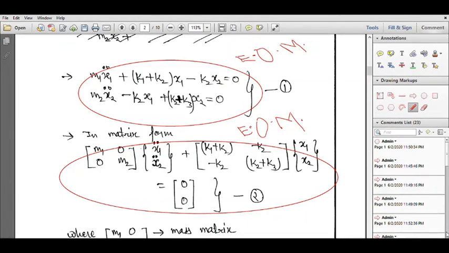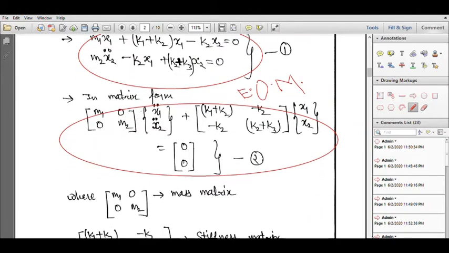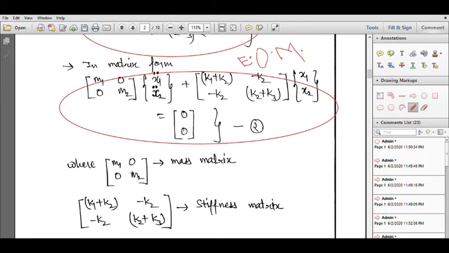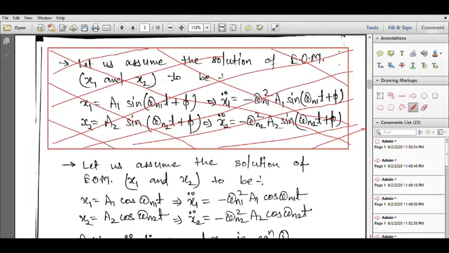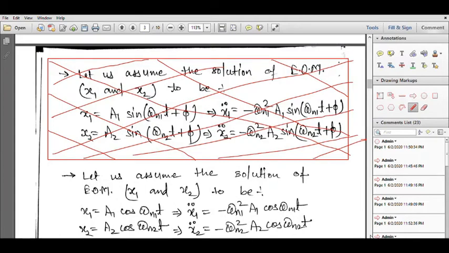Now here the matrix m1 0 0 m2 is called the mass matrix, and the matrix k1 plus k2, minus k2, minus k2, k2 plus k3 is called the stiffness matrix. In the set of equations of motion, this 2 cross 2 matrix of m1 0 0 m2 is called the mass matrix. The 2 cross 2 matrix of k1 plus k2, minus k2, minus k2, k2 plus k3 is called the stiffness matrix. Okay, now once again we will talk about the equations of motion only.